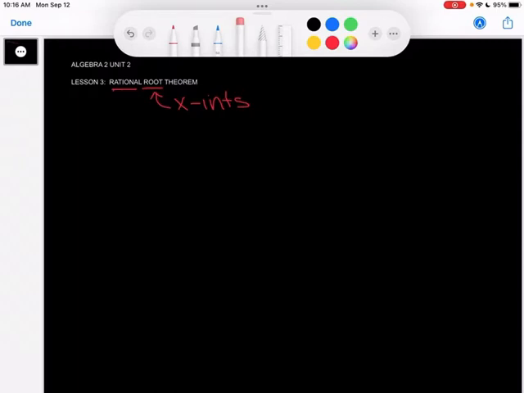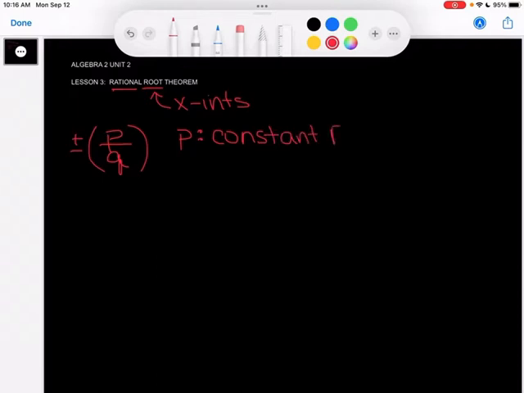And so we use plus or minus P over Q. Now, what are P and Q? Your P is the factors of your constant. Constant is that number by itself, no letter. And Q is the coefficient of your leading term, your leading coefficient.